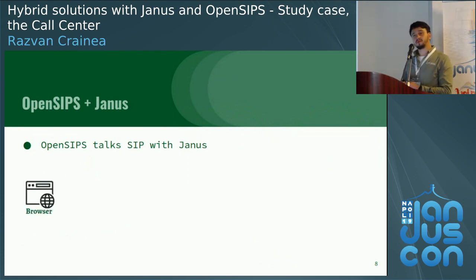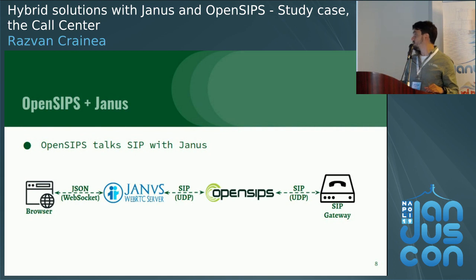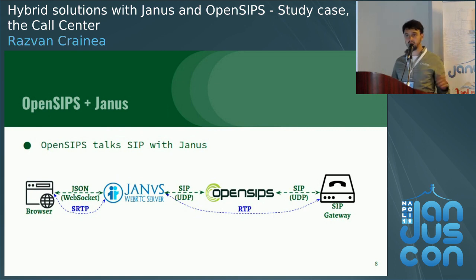So how will this look from a scheme point of view? The browser will send a JSON using WebSockets down to Janus. That will convert to plain SIP. OpenSIPS will receive plain SIP and then send it to the gateway. Of course, the gateway can be used instead of OpenSIPS. You just use OpenSIPS if you want to have some extra features, because it's again plain UDP here. From a media point of view, the browser will talk SRTP with Janus, and Janus will know to send RTP down to the SIP gateway. So there's nothing fancy about that.